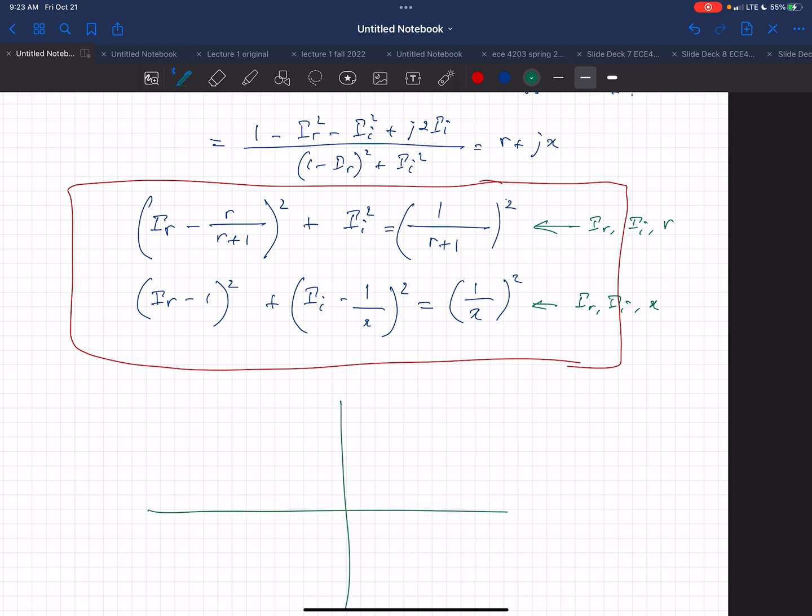if I draw it in the gamma sub r, gamma sub i plane, this guy looks like a circle with the gamma r center being at r over r plus 1. It's centered at that point along this line, and along this line it's centered on 0. And the radius is 1 over r plus 1.